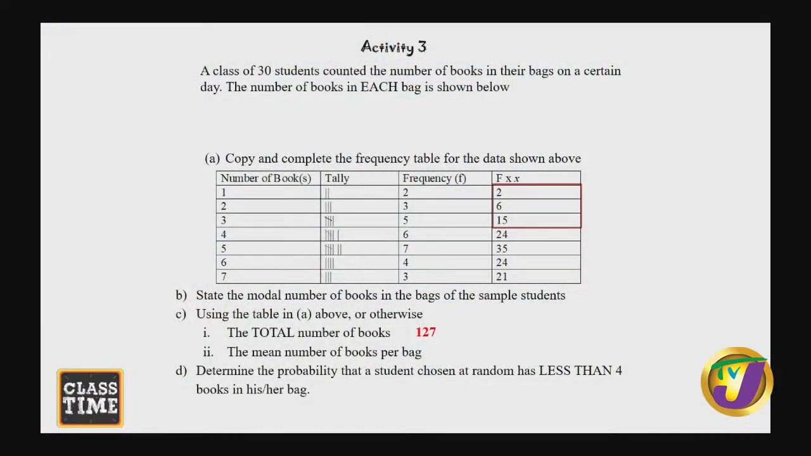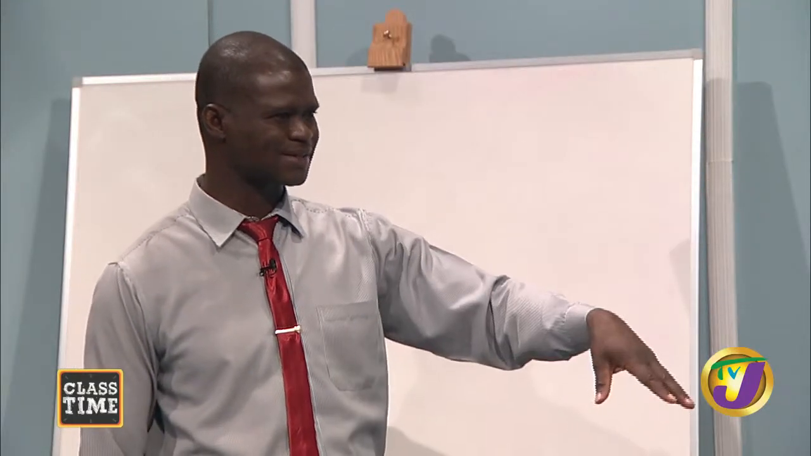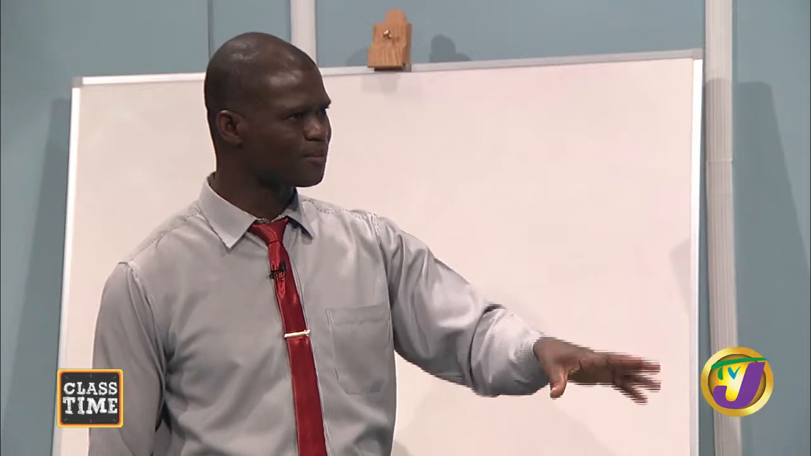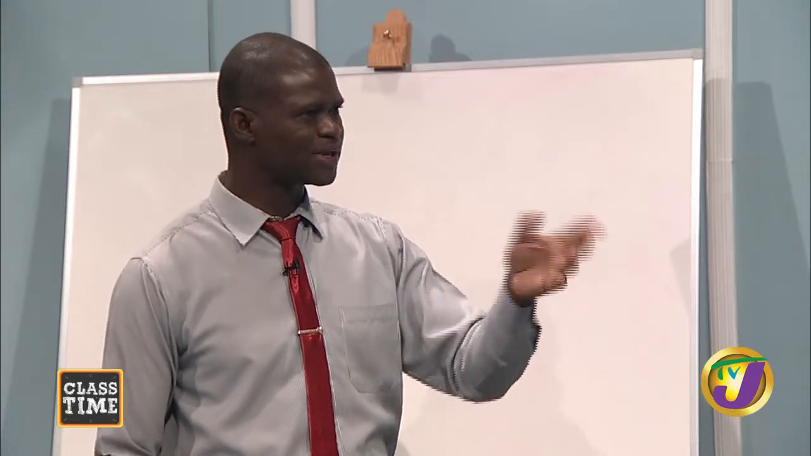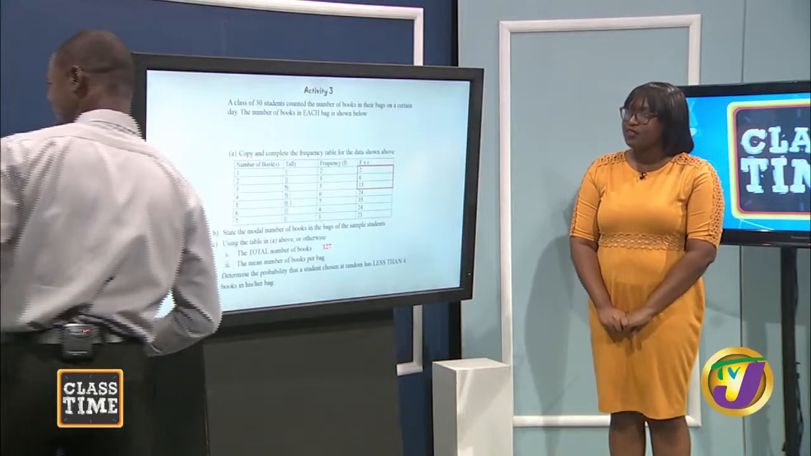And they also asked us for the mean number of books per bag. Again, you see mean coming up. We have found mean before. But in this particular problem, we have f times x, and we have just found the sum of f times x. So we can actually use a formula. Do you remember that formula? Go ahead and show us the formula.